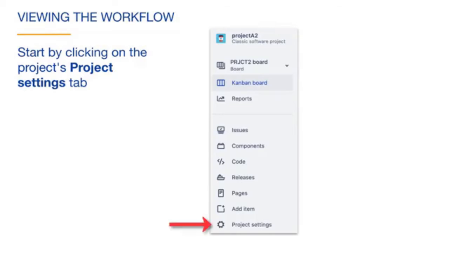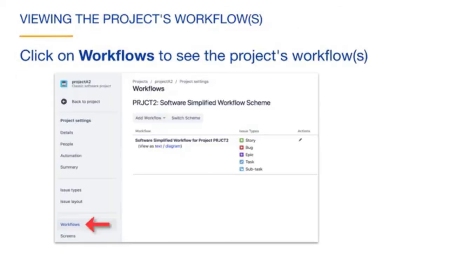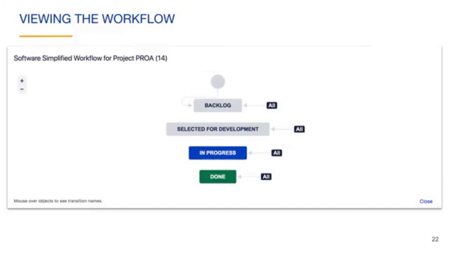To view the workflow or workflows related to the project, navigate to the project and click on the Project Settings tab in the sidebar. The scope of this settings tab is this project only. Click on Workflows to see the project's workflows. Here we can see that there's a single workflow for this project. This workflow was created by JIRA when you created the project. Click on the diagram link to view the workflow as a diagram.